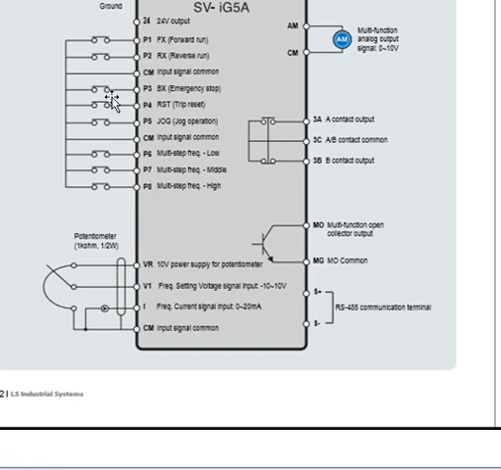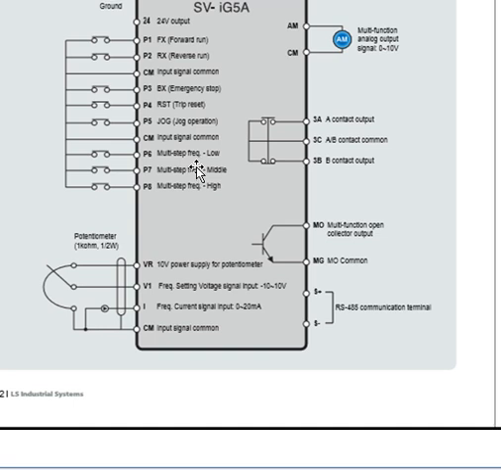Next, on the left side, there are some control terminals, from P1 to P8. And friends, these terminals you can configure for many purposes. P1 is the forward run of the VFD, P2 is the reverse run, and CM is the common control terminal. P3 is the emergency stop, and P4 is the reset, P5 is jog operation, and again CM is the common signal.